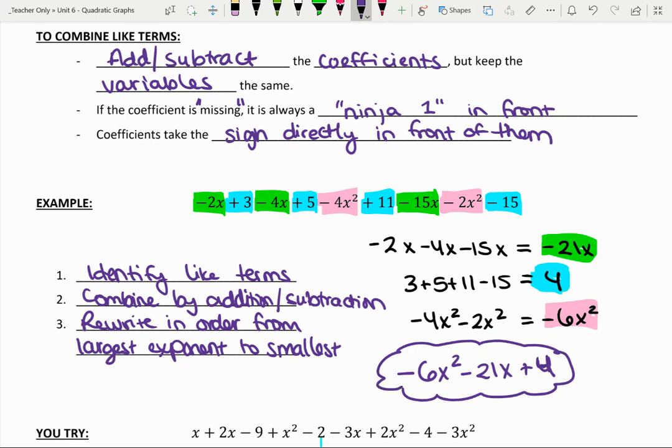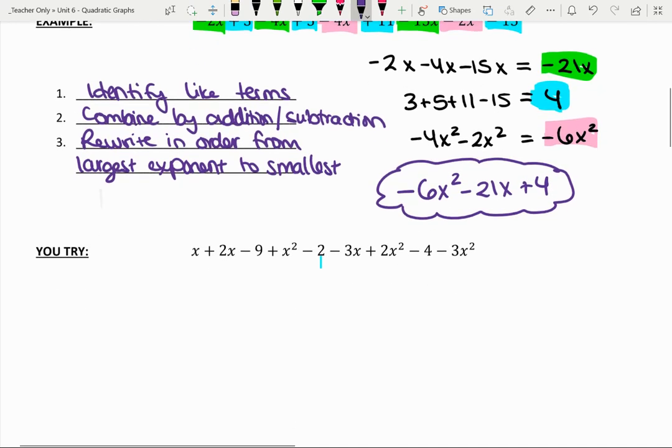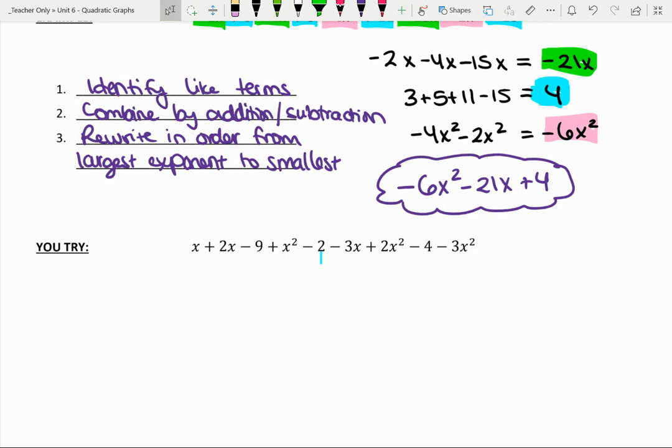So with some practice, that middle step where we're listing it out and combining it may not be necessary, but for right now, I'm going to have you take a look at this example here. You try. I'm going to have you try that on your own. So I would pause the video here and come back to check when you're ready.